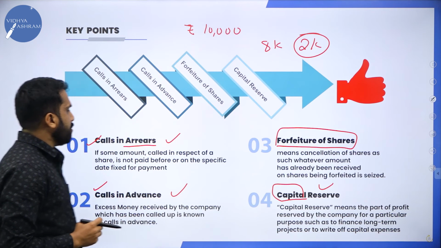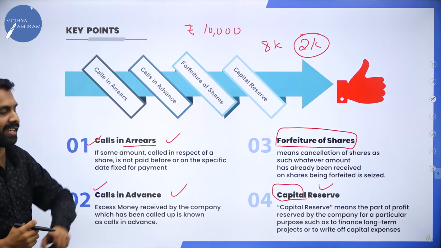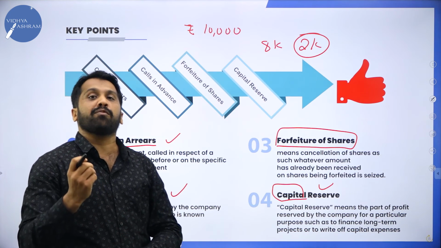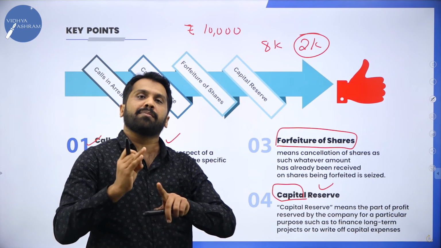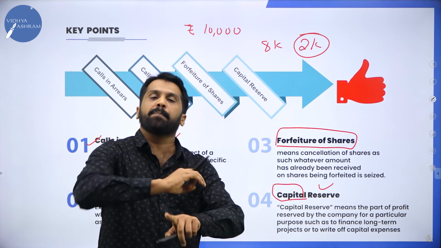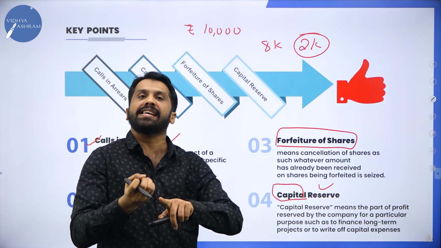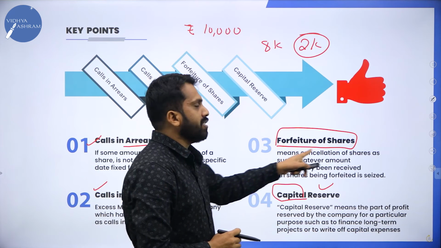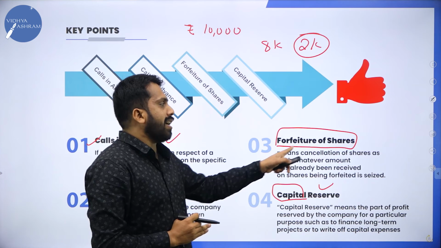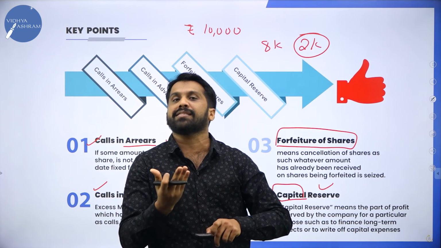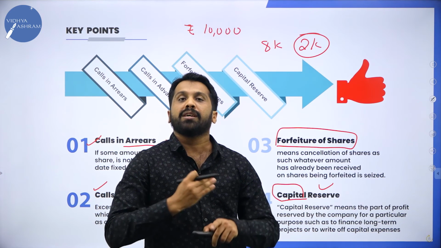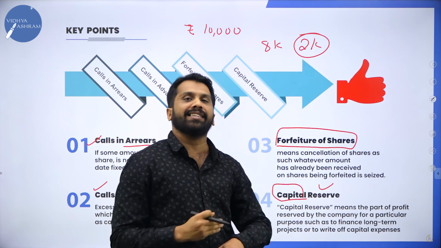So as I told you, arrears, advance and capital reserve we discussed, but your forfeiture of shares will be discussed later. But I will give you the meaning of forfeiture. Forfeiture means taken back. Anything which is given, if the shareholders not paid properly, that amount and that capital certificate will be taken back is called as forfeiture. We'll go in detail in the next session.